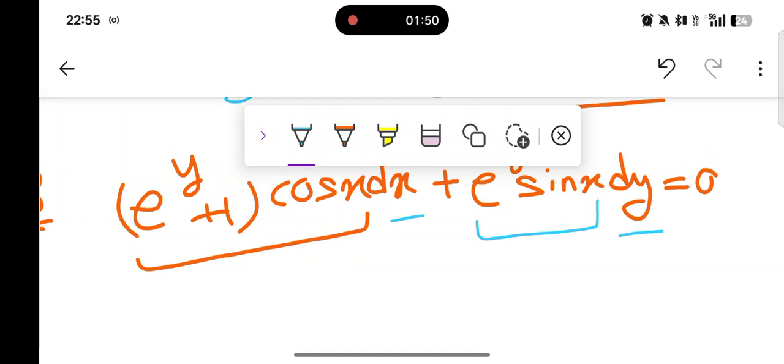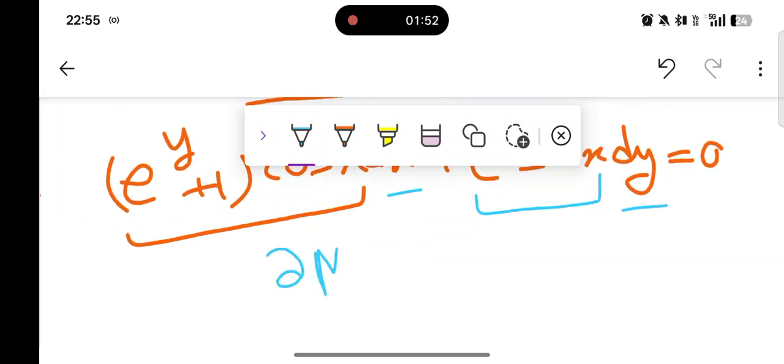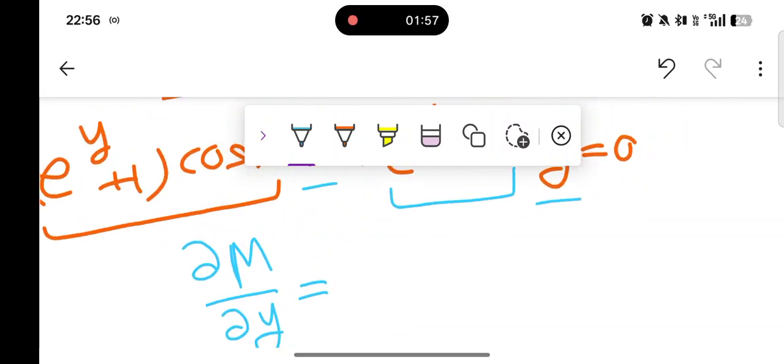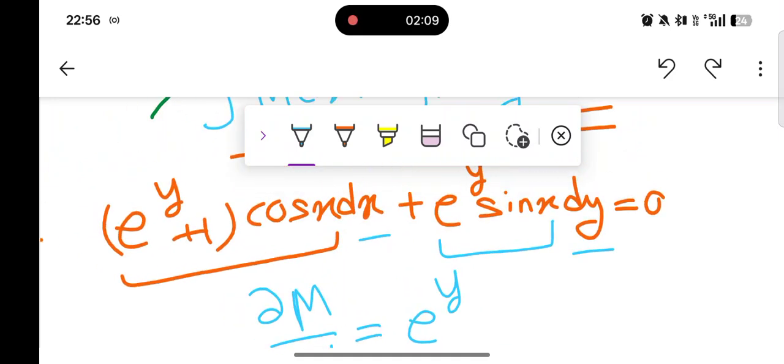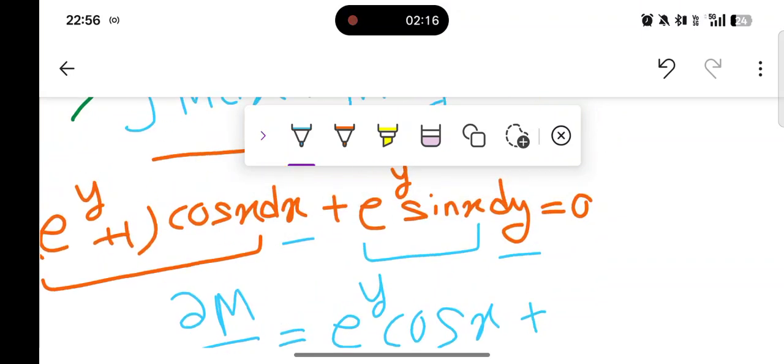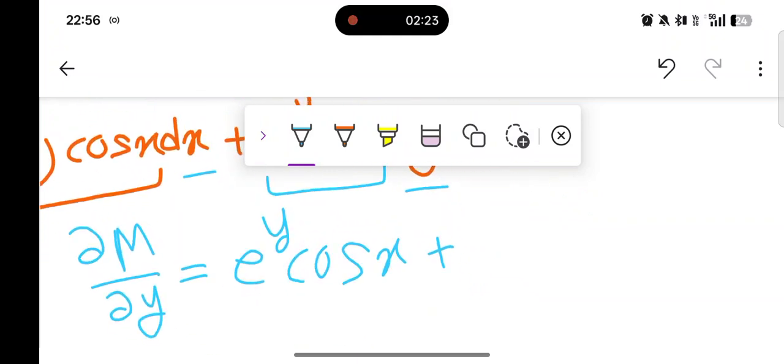So first I have to differentiate M with respect to y, and this is partial differentiation, be careful. So this will be e to the power y plus 1, sorry, the plus 1 will be 0 actually. Basically it is e to the power y into cos x plus e to the power 0 cos x. So cos x will be 0 because x will be constant when we are differentiating with respect to y, because it is a partial differentiation. So this is 0, right?